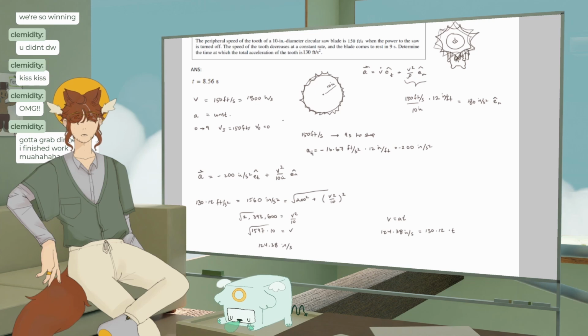Wait, so the acceleration at that point... I don't know if I can just do that easily. I want to say you can, though, because it's constant acceleration. Maybe I'm doing it the wrong way. If it was a equals vt, does that make any sense? No, it doesn't. But I actually don't know if this... The constant acceleration... No, that doesn't make any sense. Wait, I have to use delta V, don't I?